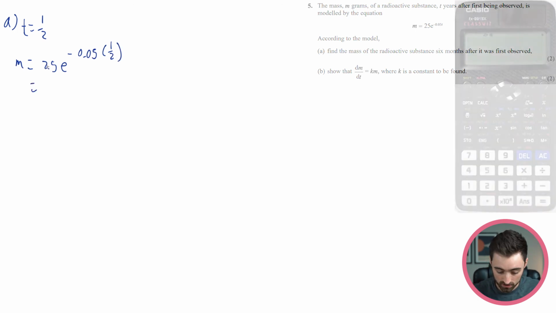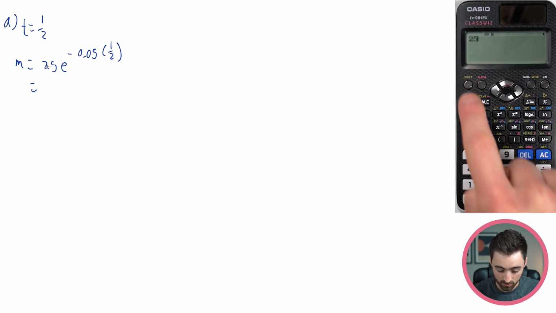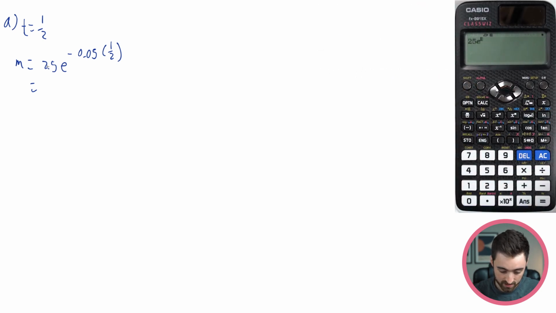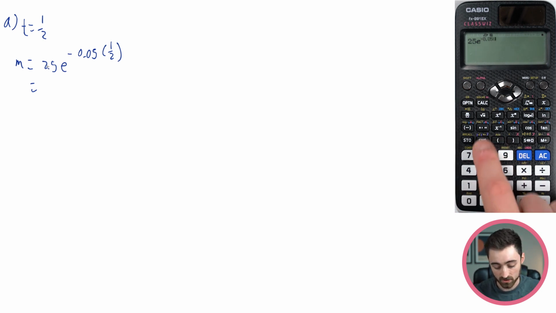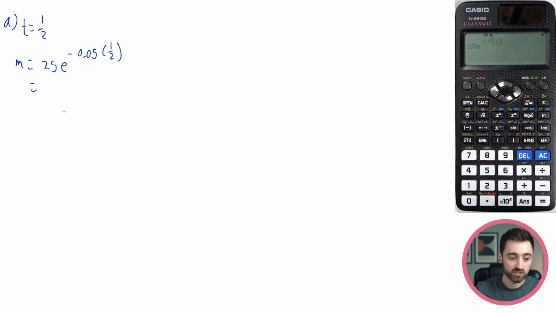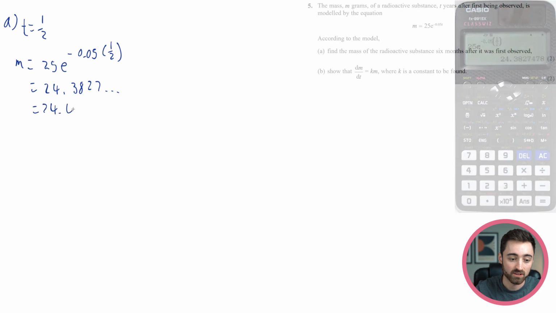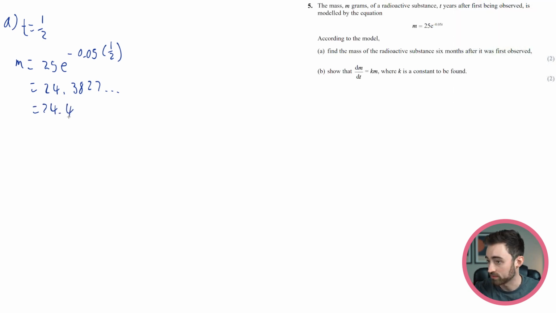So we're going to get what? e, can't find the e button, think I'm going mad. There it is. e to the power of minus 0.05 times by a half, which is going to be 24.3827... Let's go 3 sig fig, so it's going to be 24.4. Fantastic, and that's going to be in grams, isn't it?